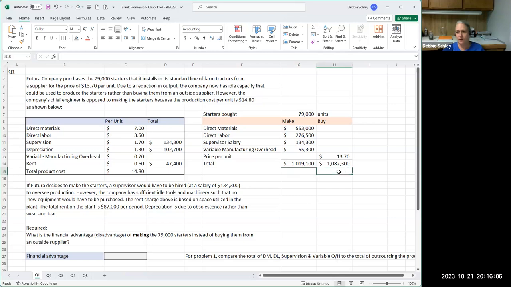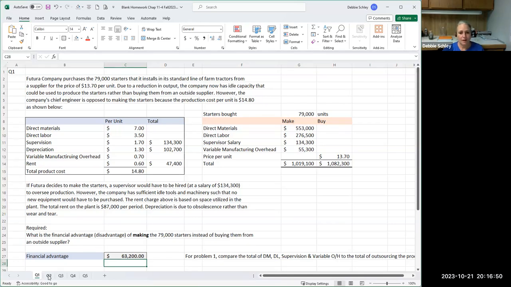Okay, so now if we look, it costs us more to buy them than to make them if we only take into consideration the relevant costs. And so this is a financial advantage, right? Because this is less. We always like to choose things that are going to cost less when we're talking about costs. And so to find out the total financial advantage, I'm going to take the buy minus the make and get the difference. So for mine, the financial advantage is $63,200.